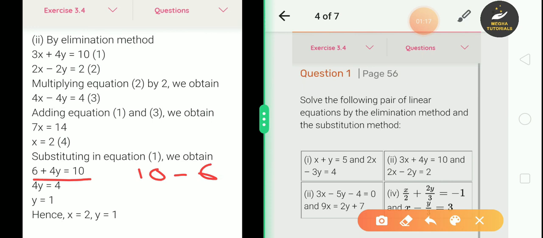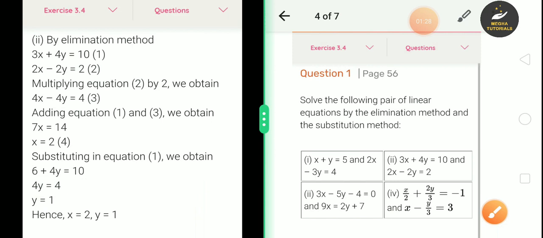4y is equal to 10 minus 6 using transposition. So 10 minus 6 is 4. So 4y is equal to 4. y is equal to 4 upon 4, that is y is equal to 1. Therefore the values of x and y are 2 and 1.